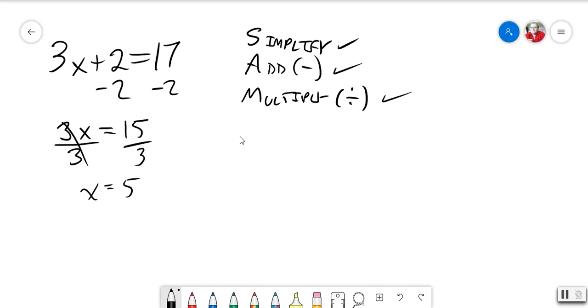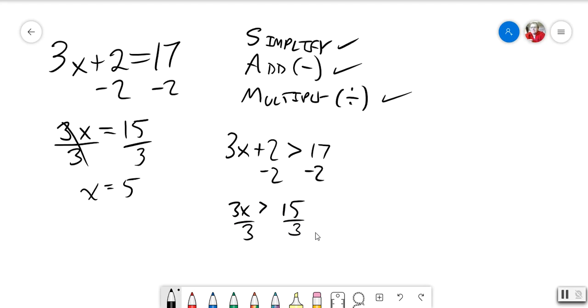Well, you know what? If that had been the exact same problem, but it was greater than 17, you would do it exactly the same way, except the answer, instead of being x equals 5, would be x is greater than 5.